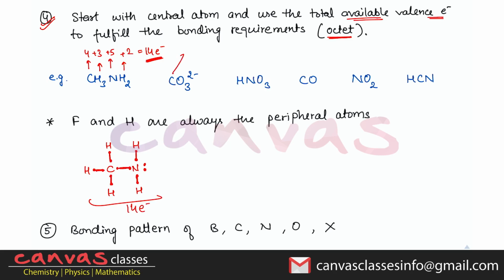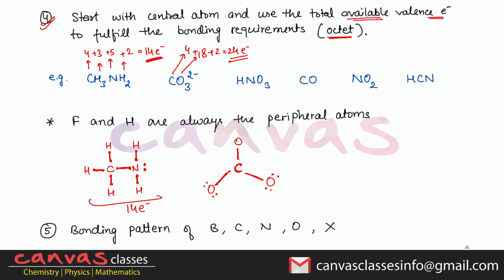Now in the carbonate, the carbon has valence of 4, oxygen valence is 6, so 3 oxygen, 18, 2 negative charge, so additional 2, so 20, 24. So in the carbonate, let's put carbon at the center, 1 oxygen, another oxygen, another oxygen. So we have a total of 24 electrons to be used. How many pairs? We can have a total of 12 pairs. So we used 3 pairs of electrons already here. Then let's put 2 pairs here.